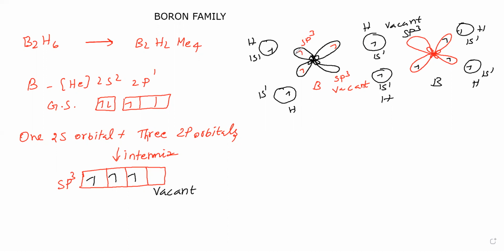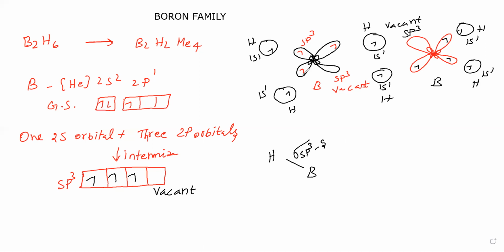Now this sp3 orbital of boron and this 1s orbital of hydrogen undergo linear overlapping, that means end-on-end overlapping, and give a sigma bond. So this boron sp3 orbital and this 1s orbital of hydrogen overlap to give the bond. This is a normal sigma bond. In its formation, boron gives the sp3 orbital and hydrogen gives the 1s orbital.